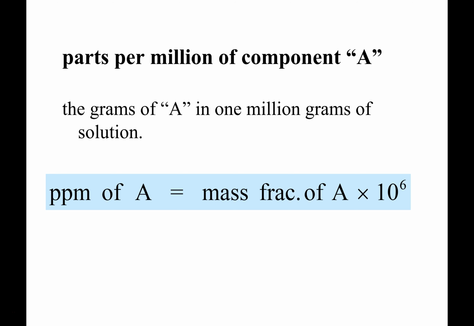Another thing is million needs 10 to the 6th. So if you have the mass fraction of something, that's parts in 1, then you can scale it up to parts per million if you multiply it by 10 to the 6th.